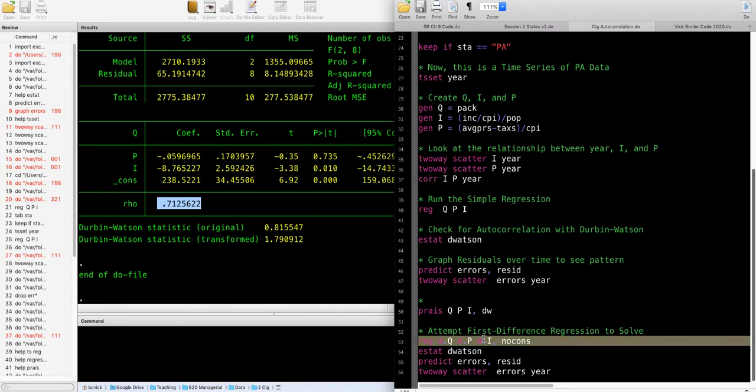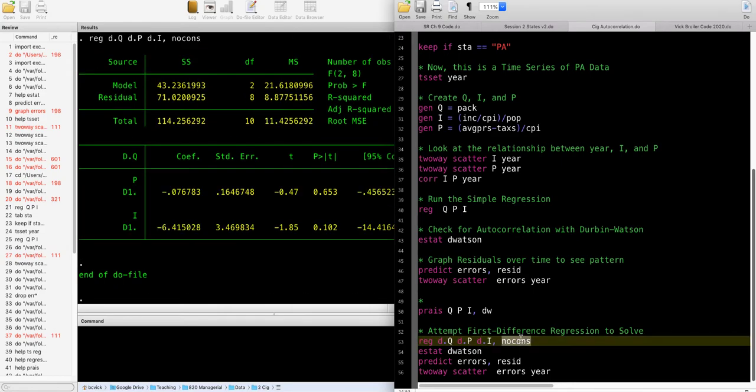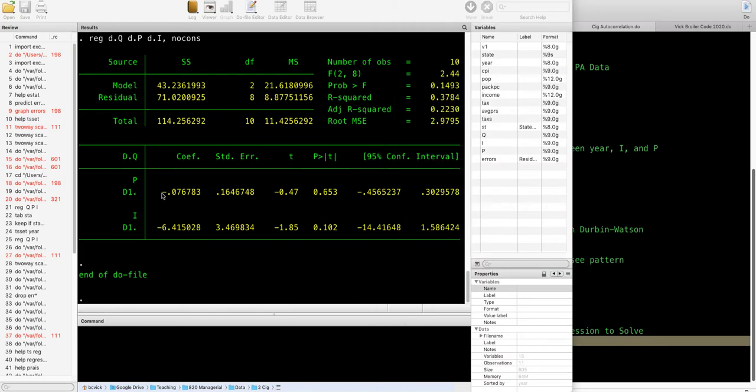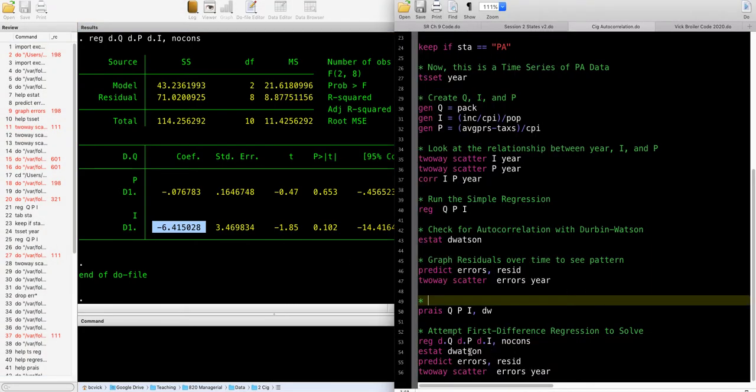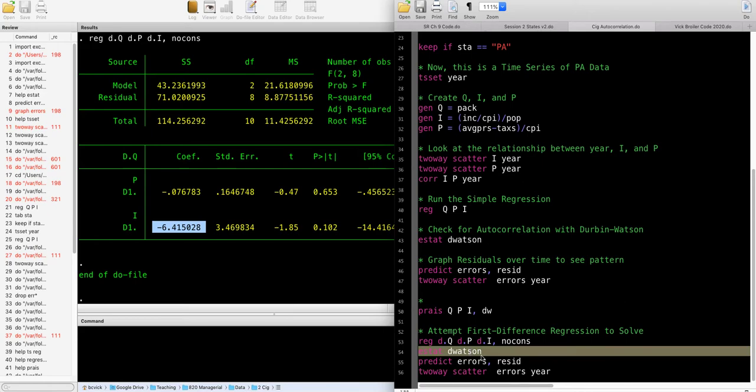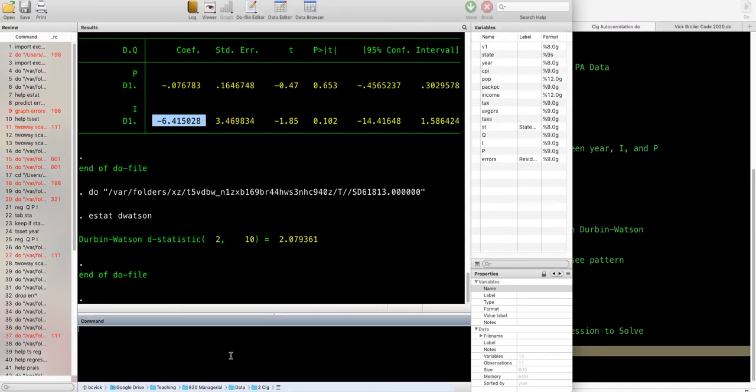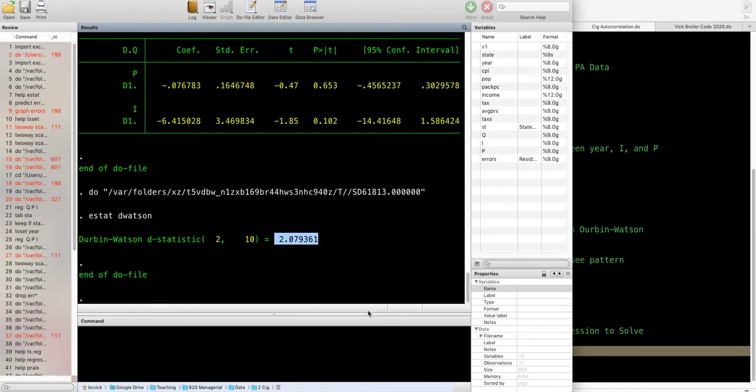So I'm going to regress that, and you do that without a constant as per the literature. And so this is getting me what should be corrected regression estimates. Again, it's close to what we had before, but it should have unbiased standard errors. Now, what you want to do is check your new regression. Let's do the Durbin-Watson statistic for this. And now we see that Durbin-Watson is closer to 2, suggesting that we successfully adjusted for autocorrelation.